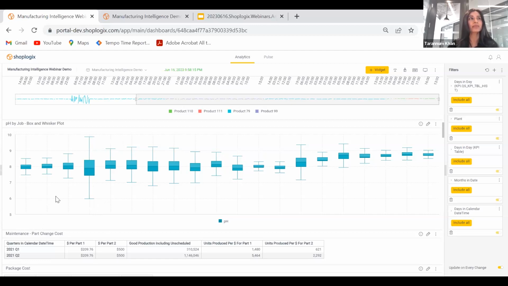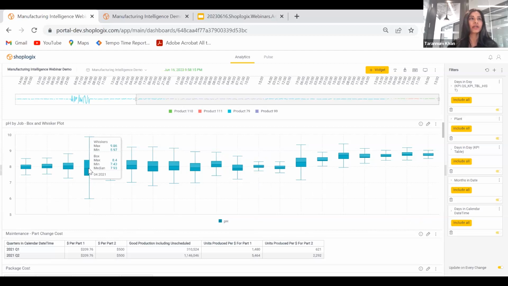You can look at this by job, which is what I'm showing here. This can also be viewed over time if you tend to run the same job, but want to see the behavior of that one job over time. Or in a production area or a line where you run multiple jobs and you want to see the behavior of the pH level based on the SKU that you're running.